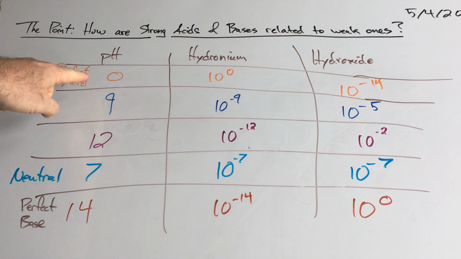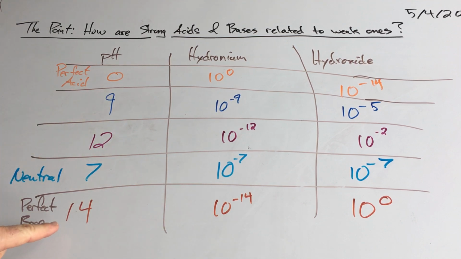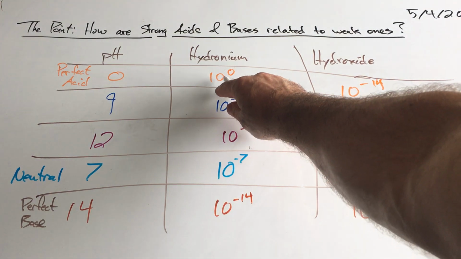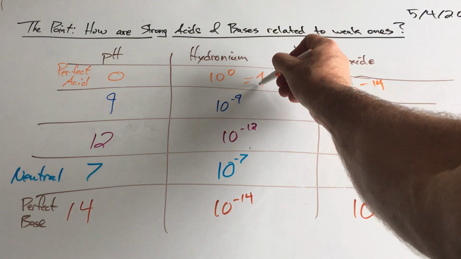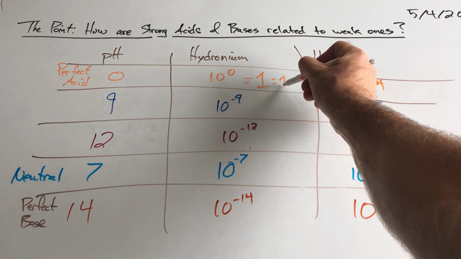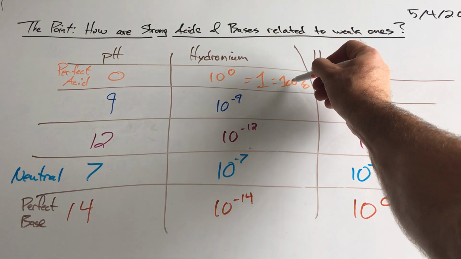So this is as strong an acid as you can get. This is as strong a base as you can get. And this is neutral. And I really just want to look at these. So let's see, 10 to the 0. What is that if I don't write it as an exponent of 10, but actually write it out as a number? The answer is 10 to the 0, well, anything to the 0 equals 1, which means this is 100%.